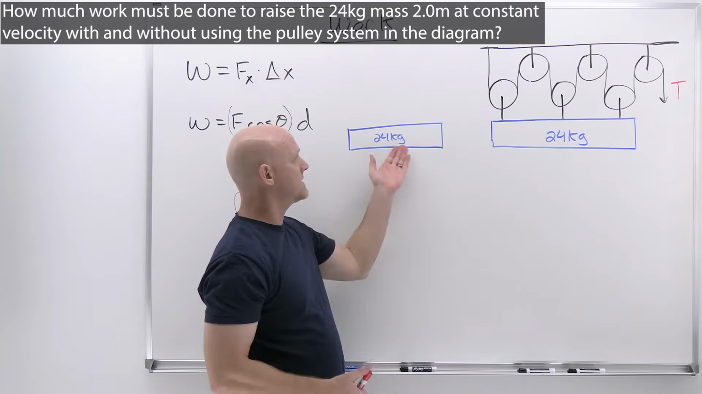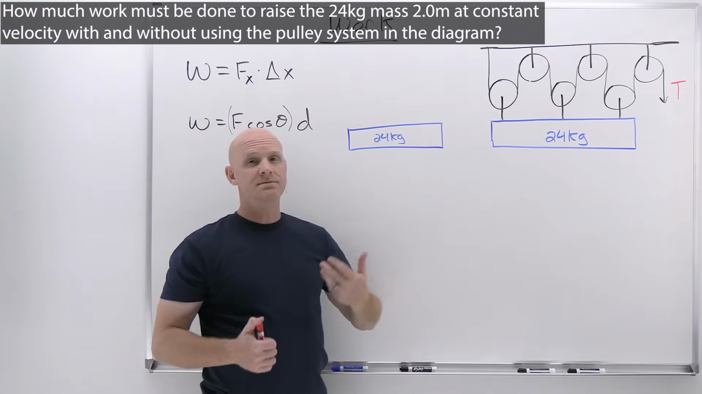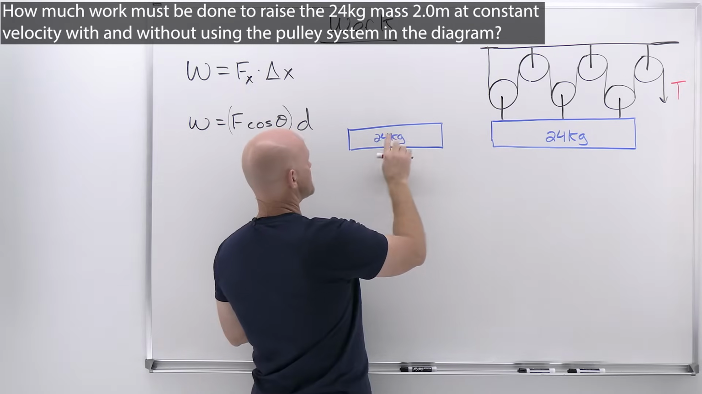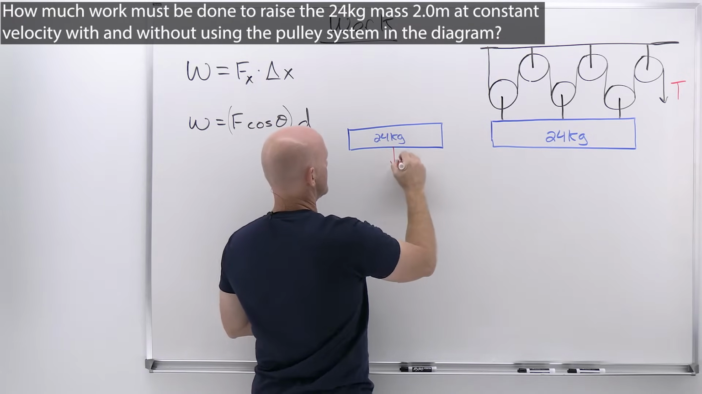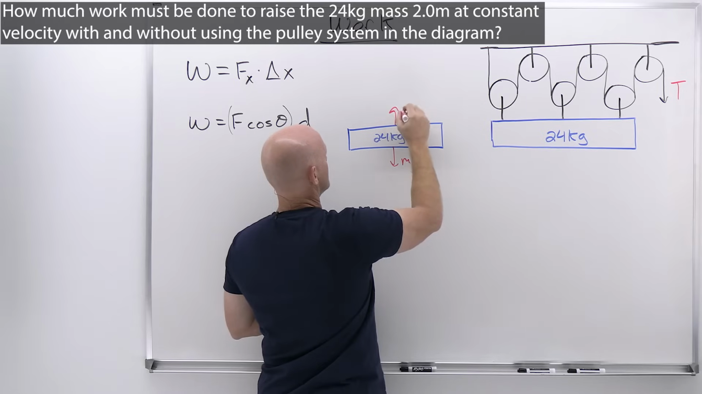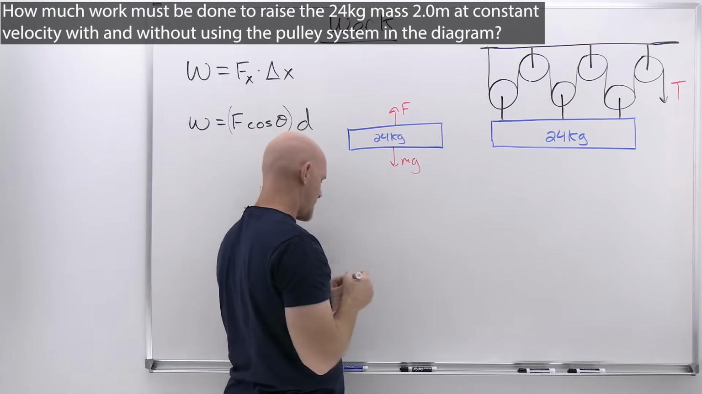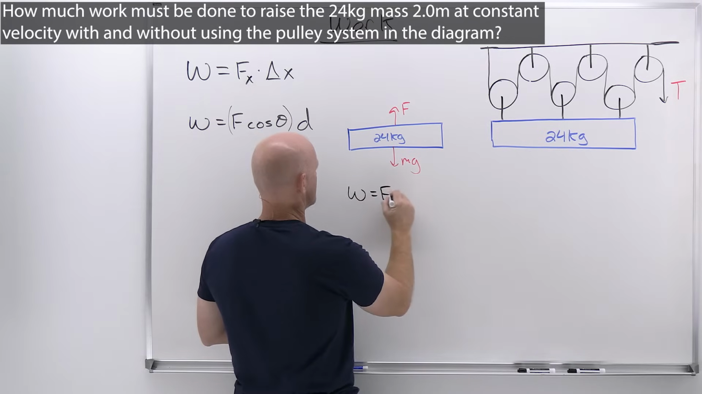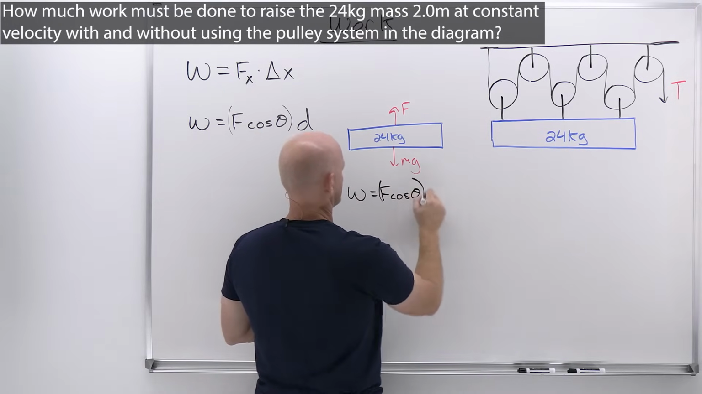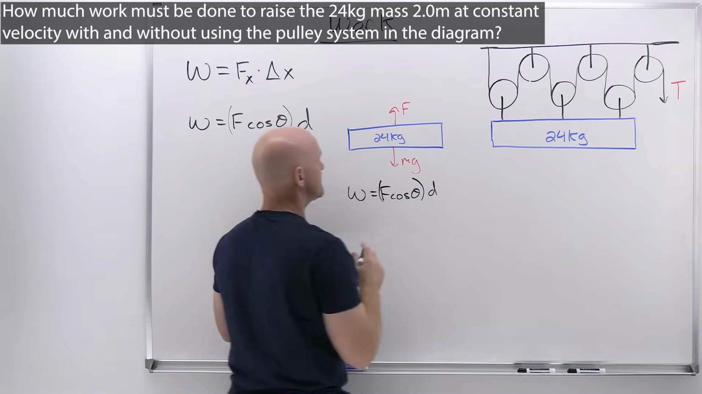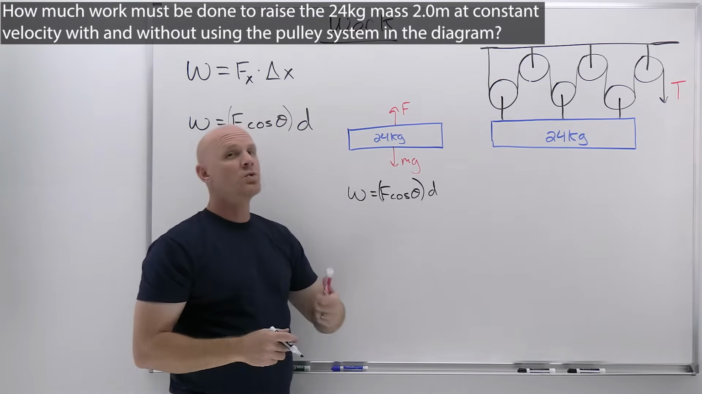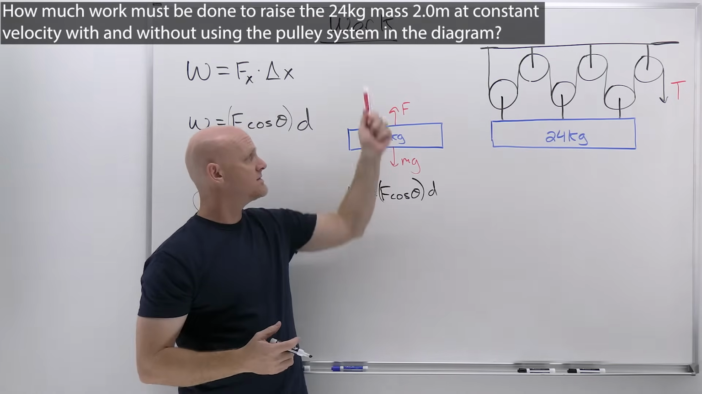There's no such thing as a free lunch here, as we'll see. So let's do it without the pulley system first and figure out how much energy this is going to be. In this case, we'll figure out how much work it is to raise it 2 meters. And again, we know it's got a weight downward. It's got a force upward that we're going to apply. And then from there, work is going to equal force times cosine theta times the displacement. And in this case, we can see that that force is going to have to equal the weight.